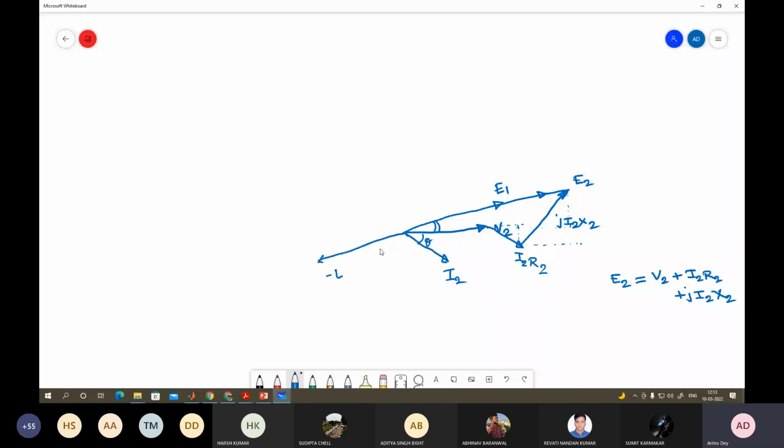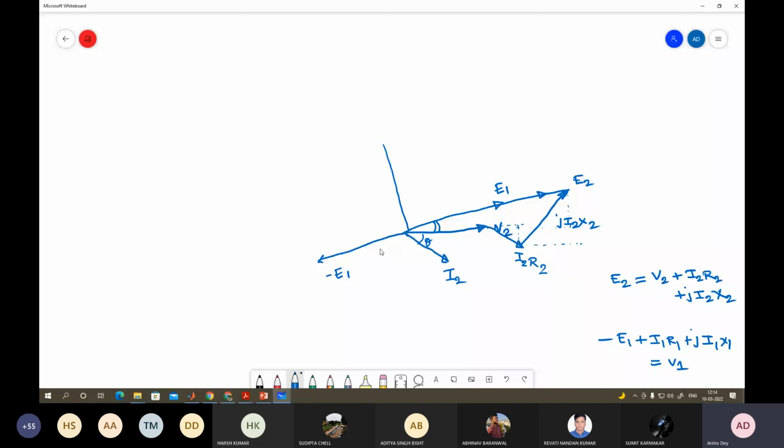Because polarity wise, minus E1 plus I1 R1 plus J into I1 X1 is equal to your V1 for the transformer, isn't it? So if we have found E1, then the next task is what? We can always write the phi, which is 90-degree lagging your minus E1 or 90-degree leading your E1.